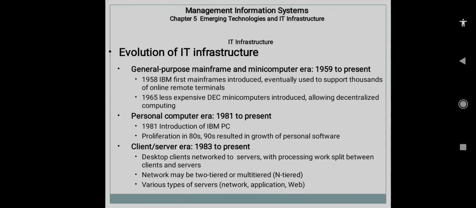Client server era, 1983 to present. Desktop clients network to servers, with processing work split between clients and servers. The network may be two-tiered or multi-tiered. There are various types of servers in the network: application and web. Yung mainframe dati ay malaki pero maliit lang yung computing capacity niya. Pero yung modern mainframe ngayon are powerful servers used for large enterprises and corporations. The mainframe is not dead and still represents a large revenue stream for IBM.